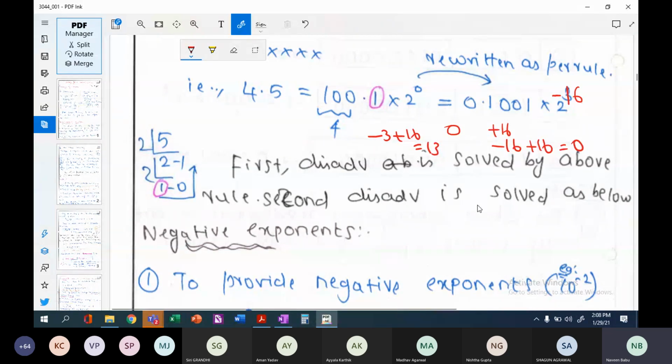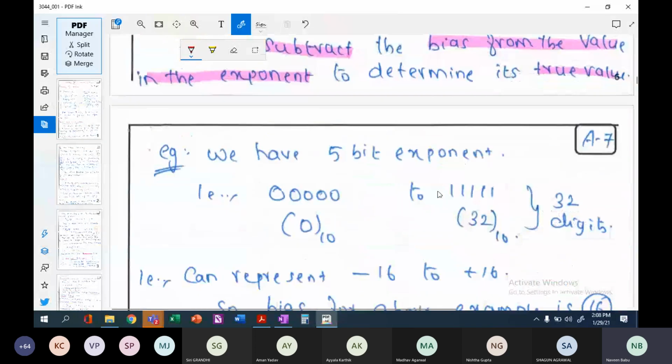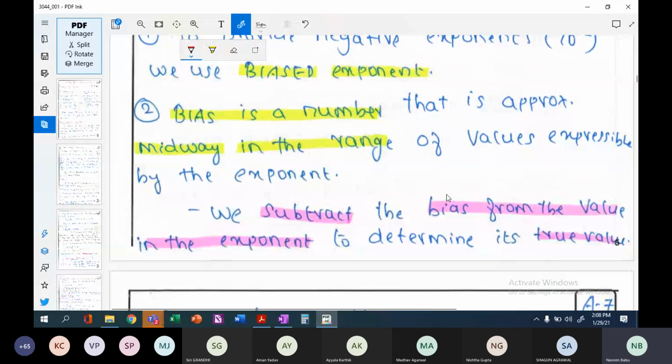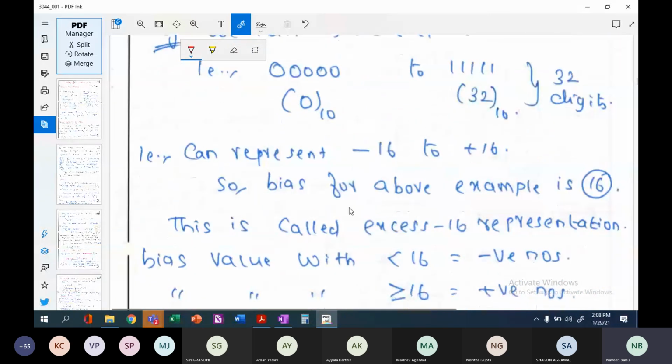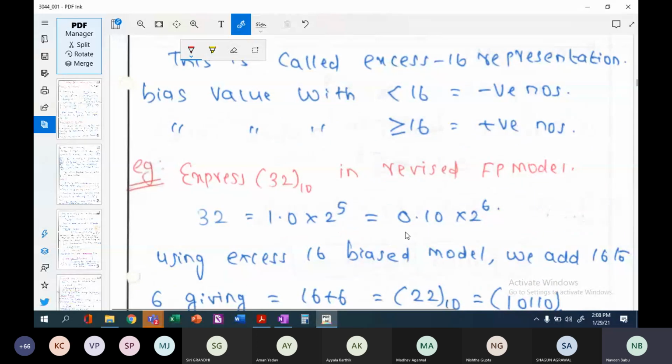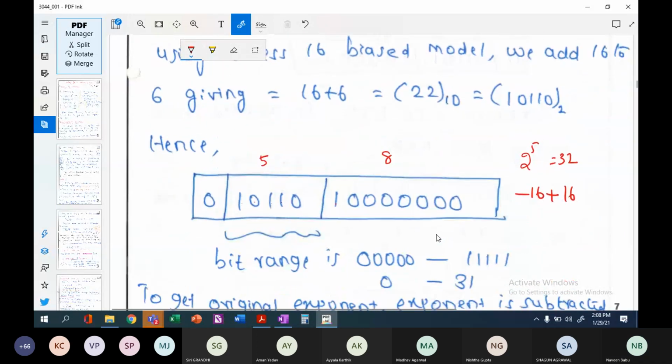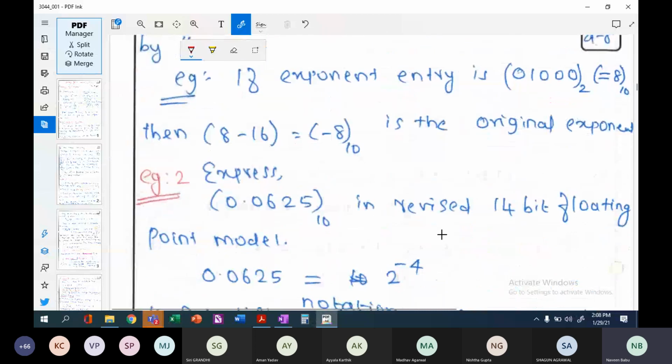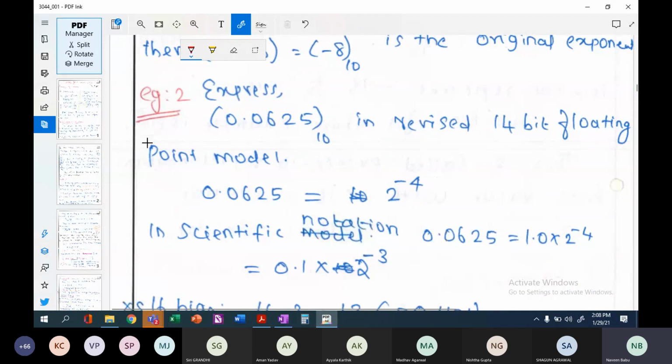So this particular process is called a biasing process, which means that we included the biased exponents. Okay, and we did an example also, right? We took a 5-bit exponent, and then we did the example. I think example 2 we are supposed to do. Okay, let us continue from what we completed in the last class. We need to express this particular number in a revised 14-bit floating point model.